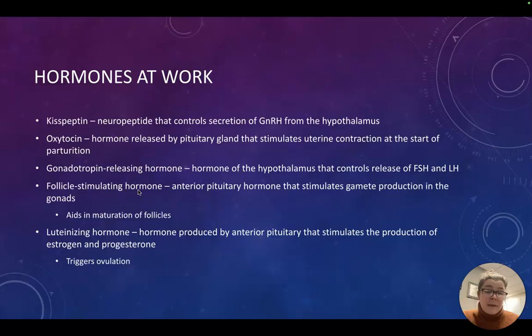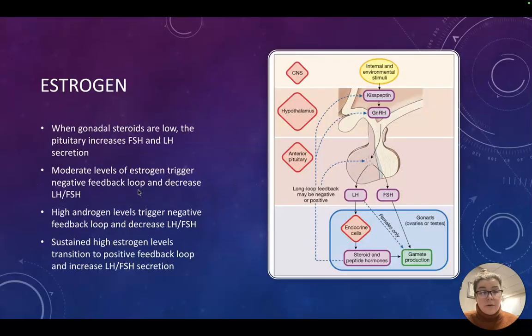Luteinizing hormone additionally stimulates the production of estrogen and progesterone, and a surge in this hormone triggers the ovulation cycle. A third hormone that is released by the pituitary is called oxytocin, and I previously mentioned this one. It stimulates uterine contraction at the start of labor. So that is an introduction to all of the hormones at work.